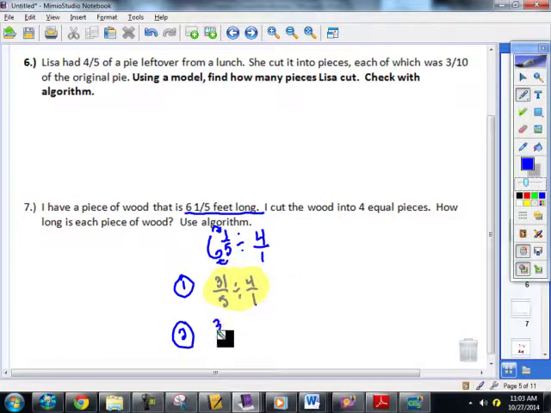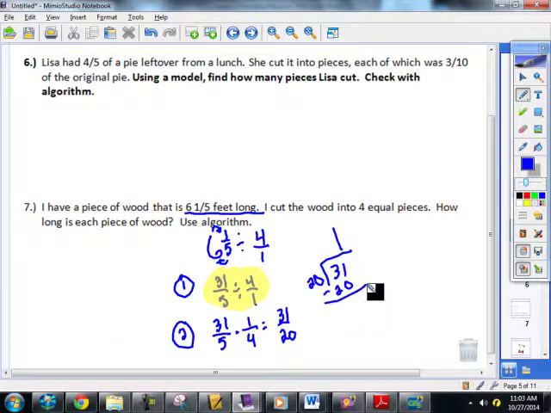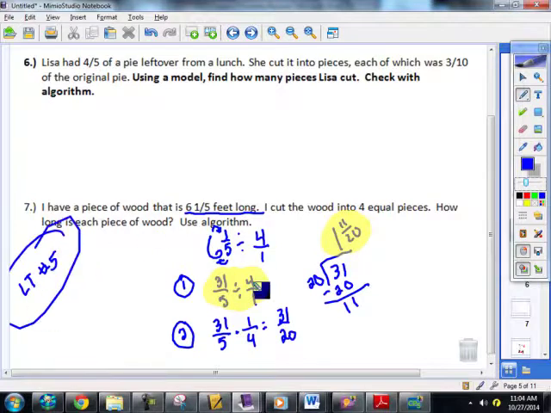Now we can do the algorithm, which is division is just multiplication by the divisor's reciprocal. And you end up getting 31 over 20, which needs to be converted into a mixed number. 20 goes into 31 one whole time. I end up getting 11/20. 1 and 11/20. Okay? If you're having problems with that, go to learning target number 5. Practice. Okay?